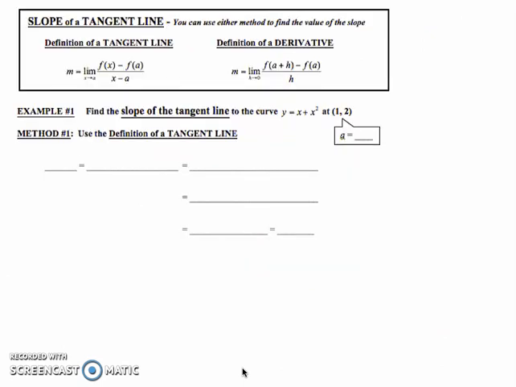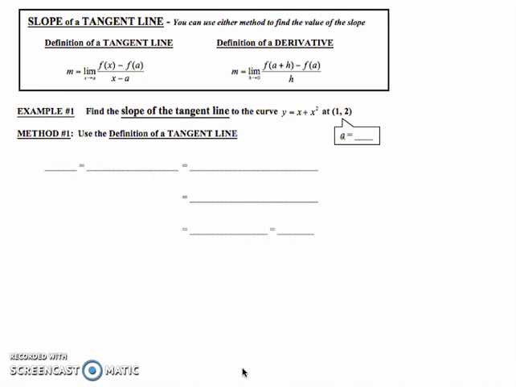All right, next example. When we talk about the slope of a tangent line, you can use either of the methods that we know to find the value of the slope. So you can use the definition of a tangent line, which is what we were working with yesterday, the limit as x approaches a of f of x minus f of a over x minus a. Or you can use the definition that we learned today, which is the definition of a derivative. M is also equal to the limit as h approaches 0 of f of a plus h minus f of a over h. So it kind of depends on what information you're given. So for the next example, I'm going to do it both ways so that you can compare and contrast and see how they are similar and how they are different.